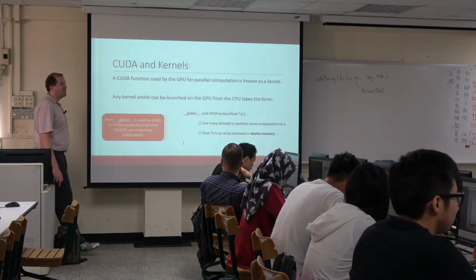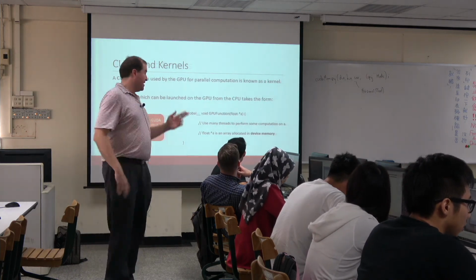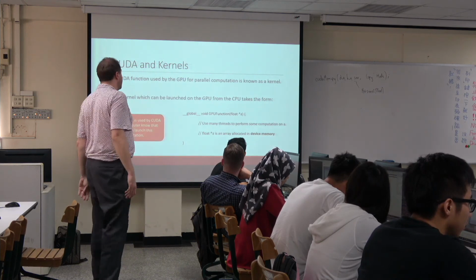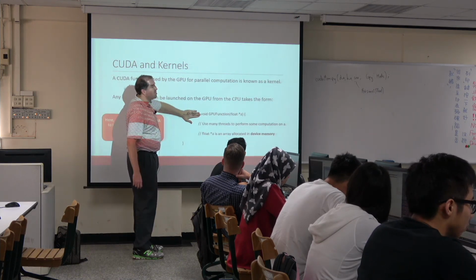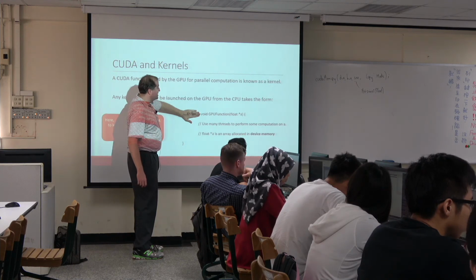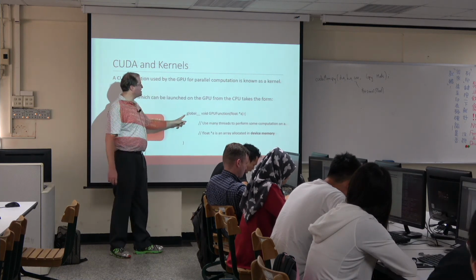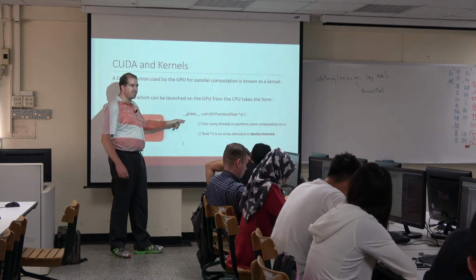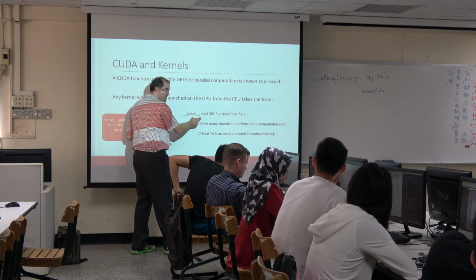Now, what does your first GPU function look like? That's it. If you had an ordinary void function, it would look like this. But we're adding this magical thing on here. Now this is 2 underscores, underscore, underscore, global, underscore, underscore.